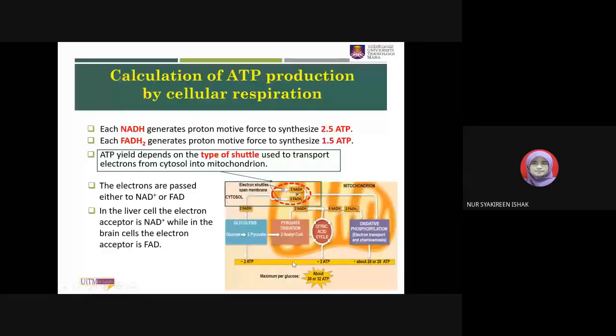Dah bagi kita tengok slide yang seterusnya. Ini sekejap kita hold dulu. Ni, kejap ya. Kita tengok satu-satu. Maybe saya ada tipping out tadi. Okay, NADH 2.5 betul. FADH2 1.5. So ATP yield depend on the type of shuttle used to transport electron from cytosol to mitochondria. Ini kat sini dia berbeza untuk different cell. Okay, so the electron are passed either to NAD plus or FAD. So in the liver cell, the electron receptor is NAD plus. For brain cell, the receptor is FAD. Okay, so itu akan ingat.